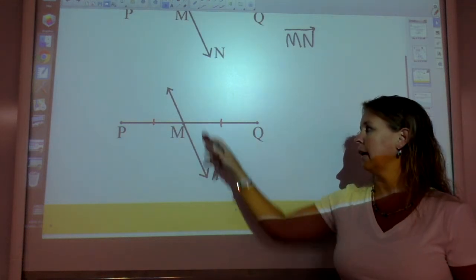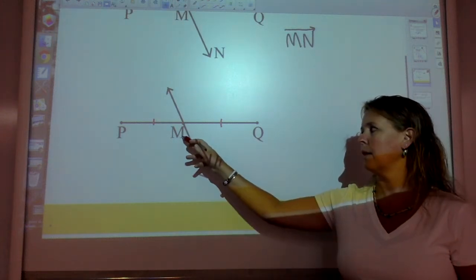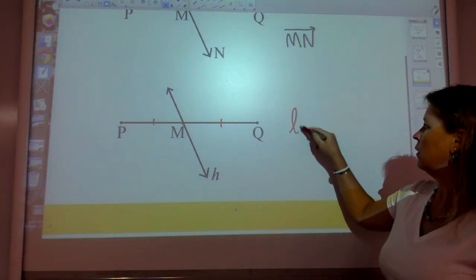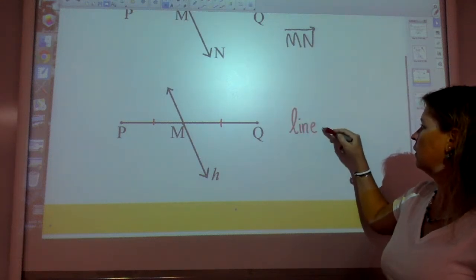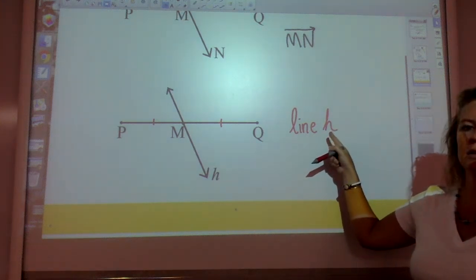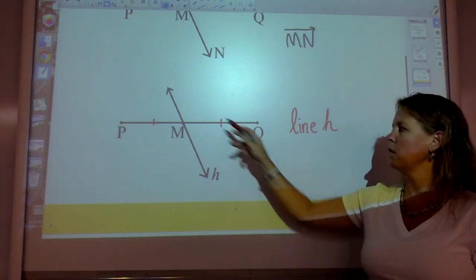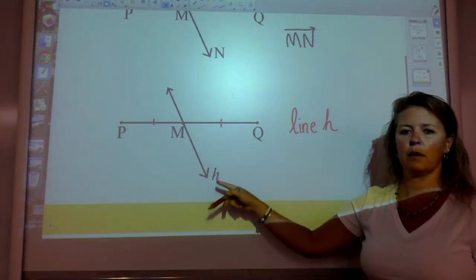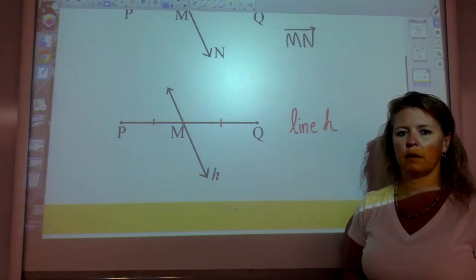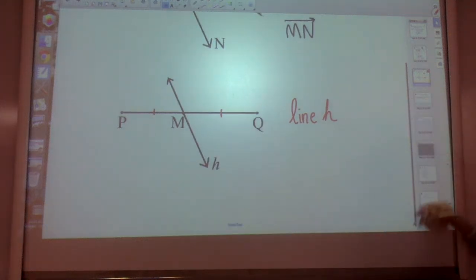Okay, we know that it's a line, but we don't have 2 points to name that line. You cannot name it line MH. This H is not a point. Line h, you must use a lowercase h. I use a little bit of a cursive h to make it look italicized like this. But when you name a line by a single letter on the outside of it, you have to actually write the word line. You don't just put an h there. So the bisector is line h.